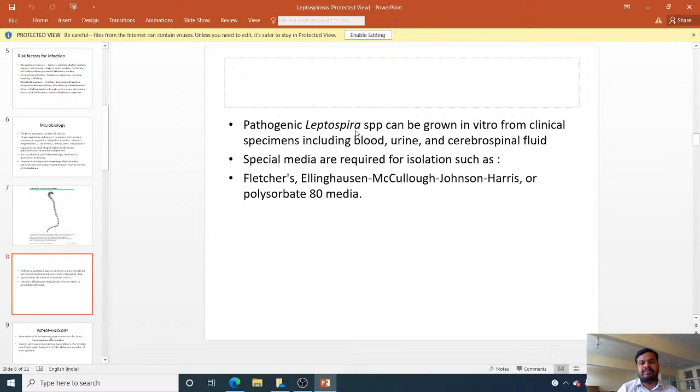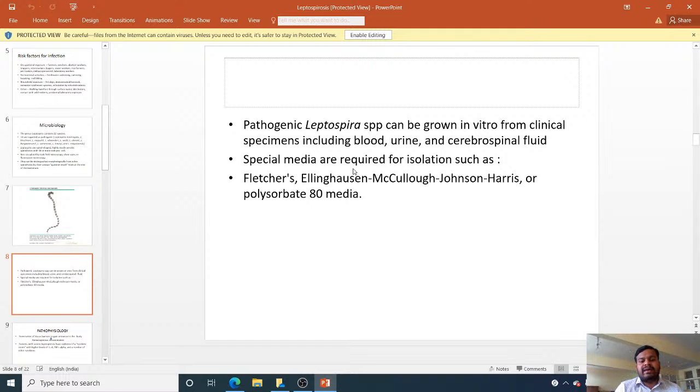The pathogenic Leptospira species can be grown in vitro from clinical specimens, including blood, urine, cerebrospinal fluid. As I've told before, if you want to look for the spirochete, you need to take these samples from the patient. If you are suspecting leptospirosis, then you have to look for Leptospira in these specimens in dark field microscopy with a silver stain, and a fluorescent microscope.